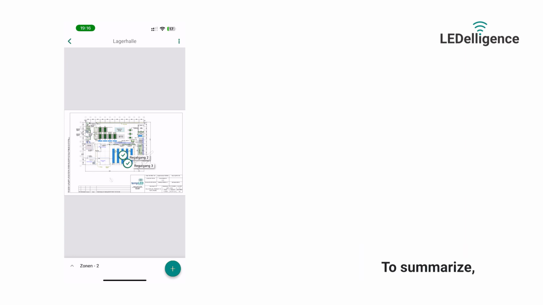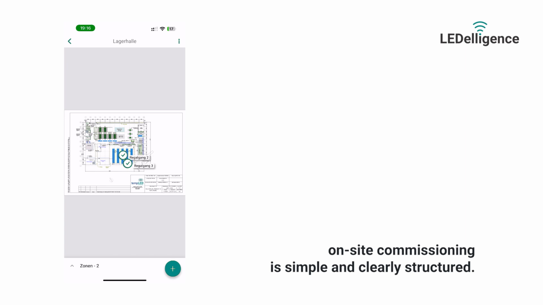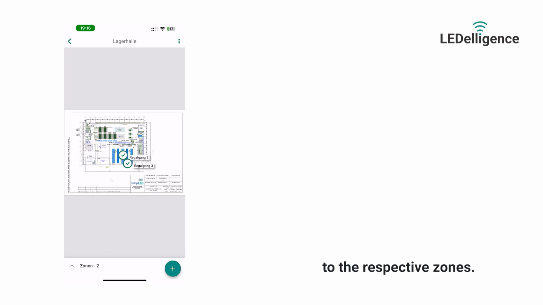To summarize, on-site commissioning is simple and clearly structured. The most important step is assigning the sensors correctly to the respective zones.